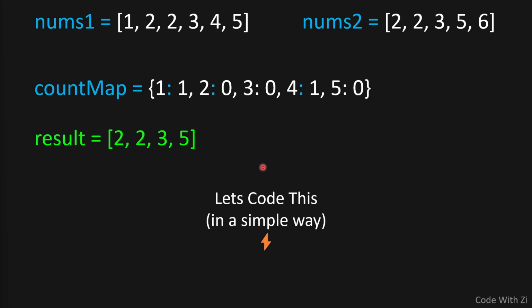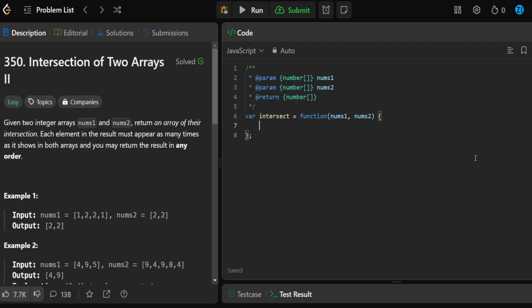Let's code this in the simplest way possible. Alrighty, let's code this together. So the first thing that we need to have is going to be our count map, just like we saw in the slides, and this is going to be a simple object. And then we have our result. This is going to be an array, just like we saw in the slides.